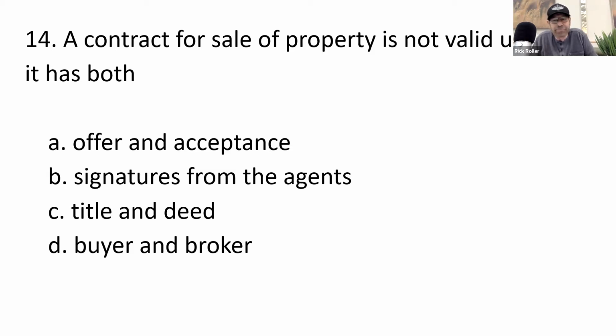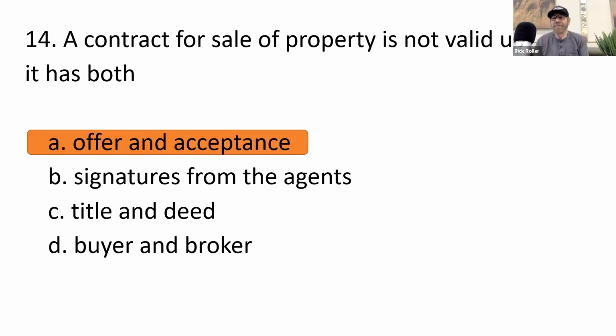Buyer and broker. So out of these, we're going to go with A, offer and acceptance, because that's the correct answer. See, all contracts have to have the essential elements of a contract, and you should know what those are. We have offer and acceptance, right? And the statute of frauds says it has to be in writing. That's kind of a fifth one. And then there's three others. Do you guys know what they are? Yeah, we'll look at that in just a second. Okay, let's go to 15, please.